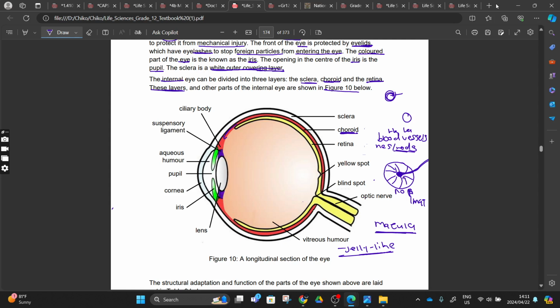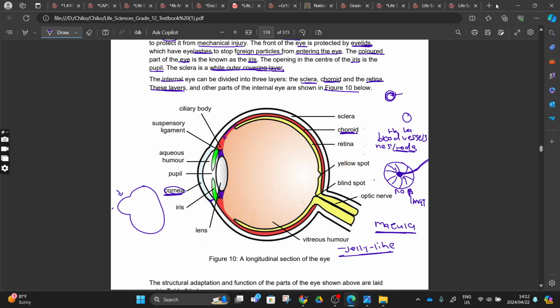You can look at your eye, or you can touch your eye, you can close your eyes and play with your eye, and you can feel that there's something that is moving, right? That moving part is a cornea. So this part here that is pushing outside, this is a cornea. It's a clear layer.